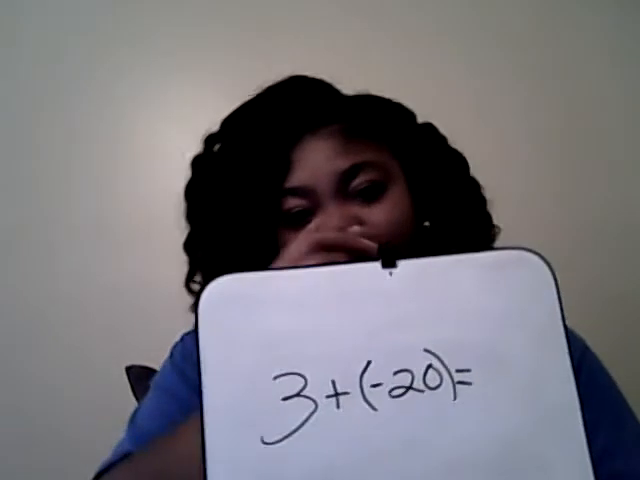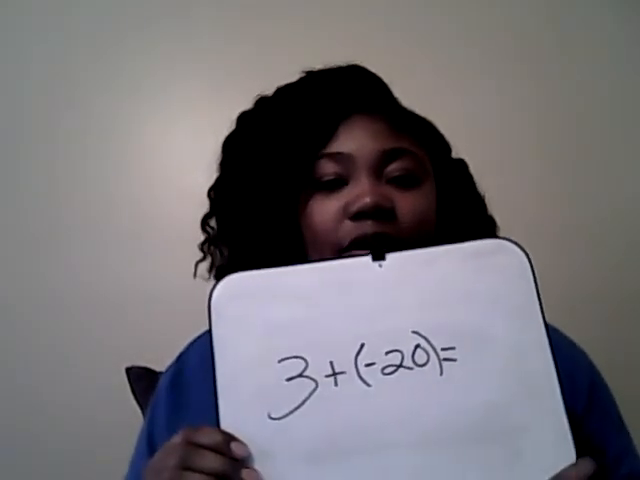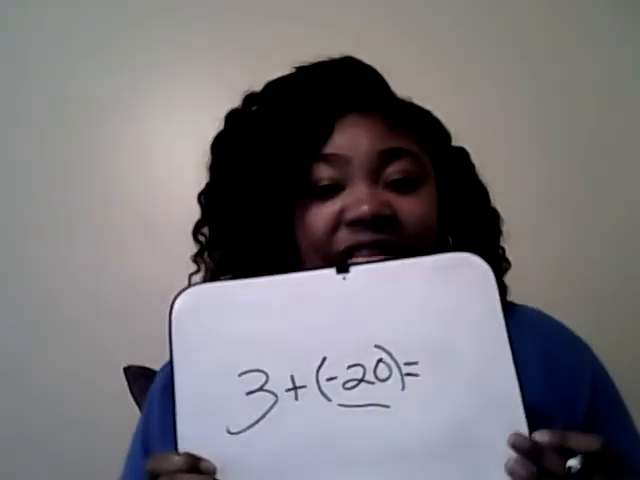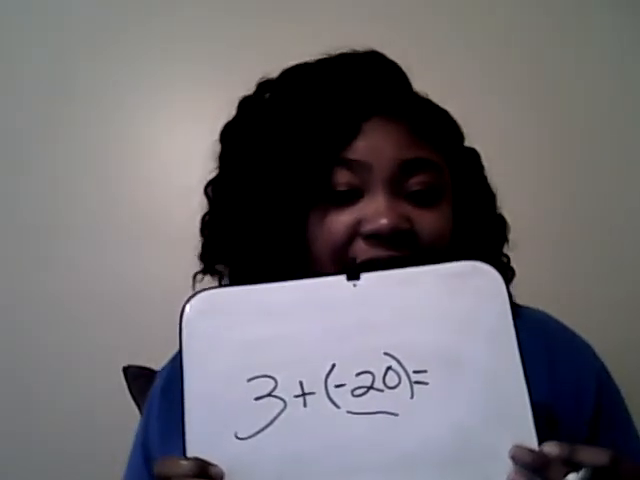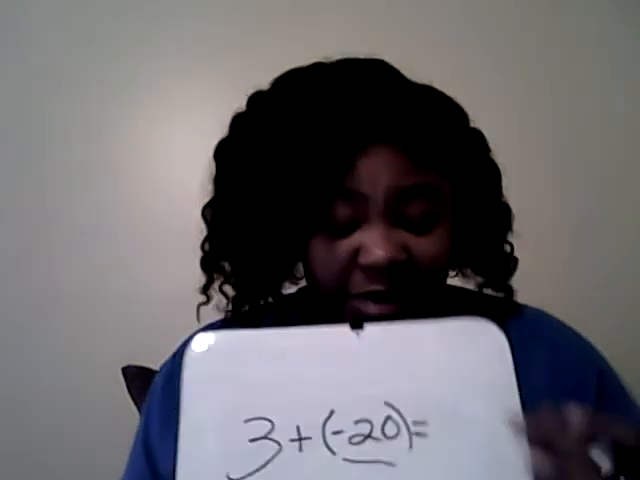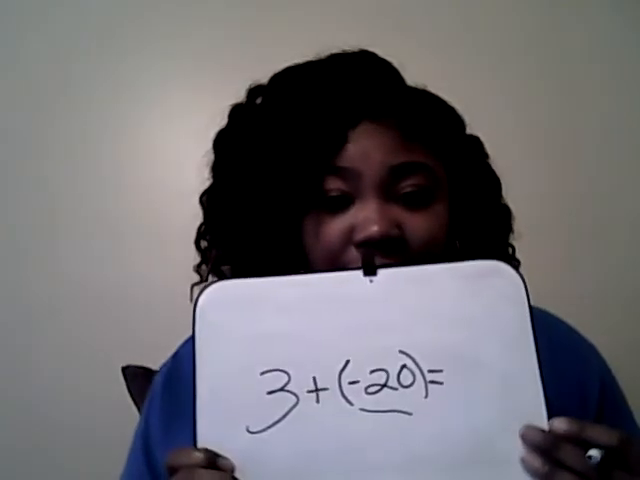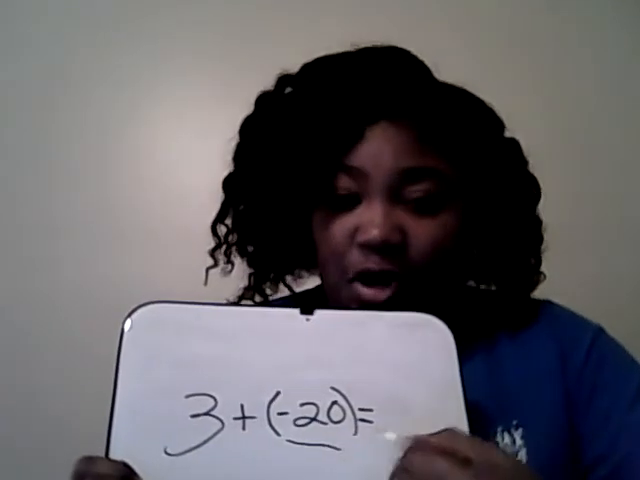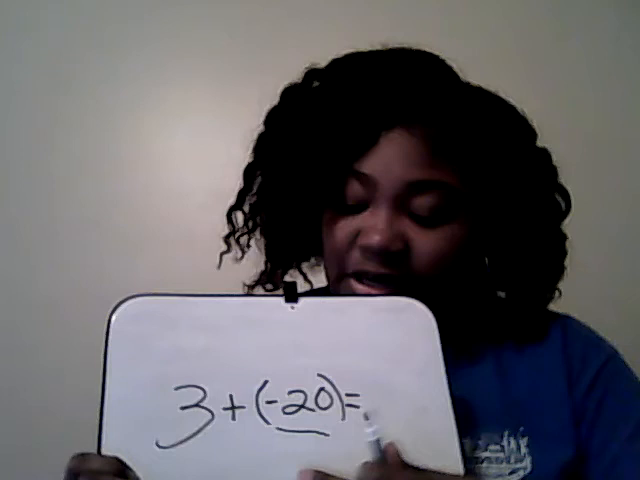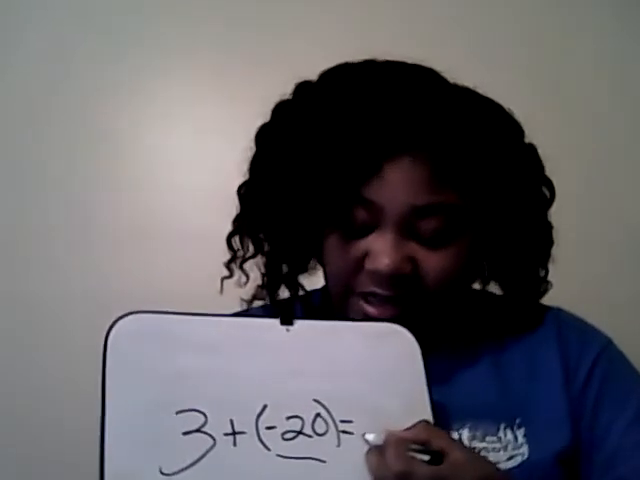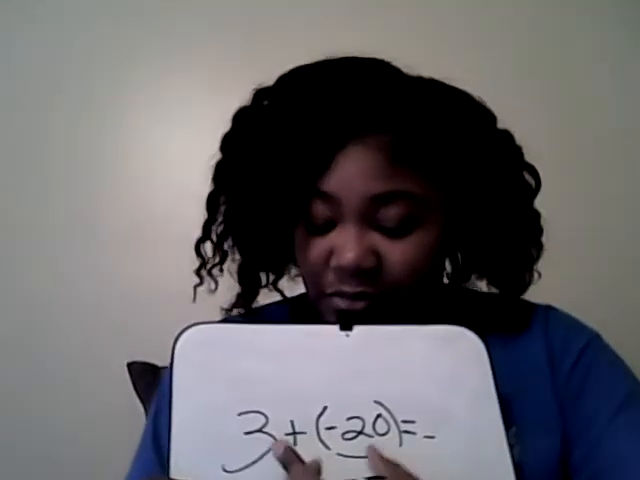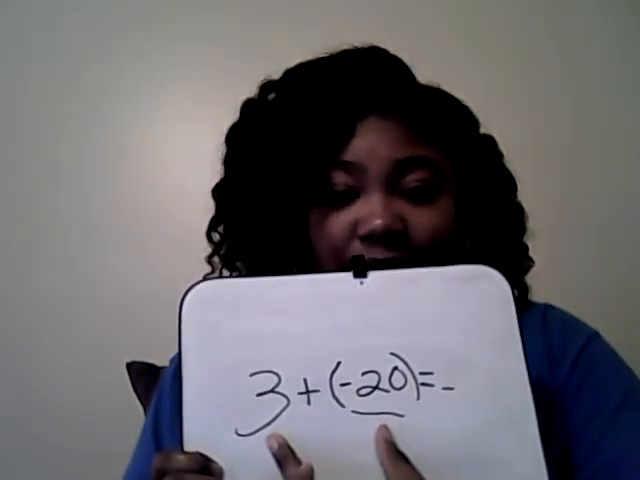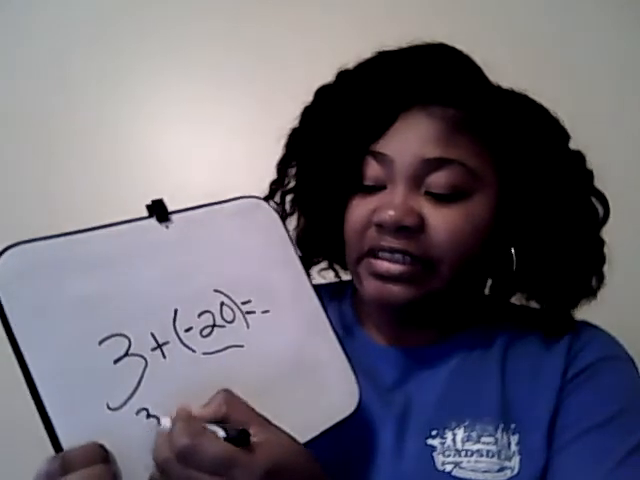All right. We have 3 plus -20. So this is our largest number, so we'll pay attention to that. Our largest number has a what? It has a negative sign. So what does that mean for our problem? Exactly. We're going to have a negative sign in our answer, because our largest number is a negative. And whenever you have two signs that are different, you're going to subtract. So 3 plus -20 is just like saying 3 minus 20.